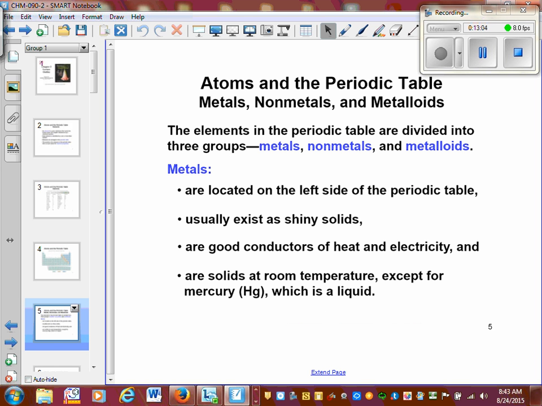So metals, like we said, are located on the left side of the periodic table. They usually exist as shiny solids. Think of gold, platinum, silver. Iron can be shiny. Good conductors of heat and electricity. That's why we have copper wiring, aluminum wiring, metal pans. They're solids at room temperature except for mercury, which is a liquid.